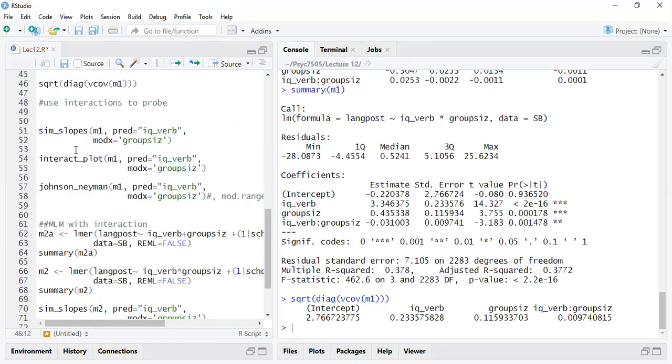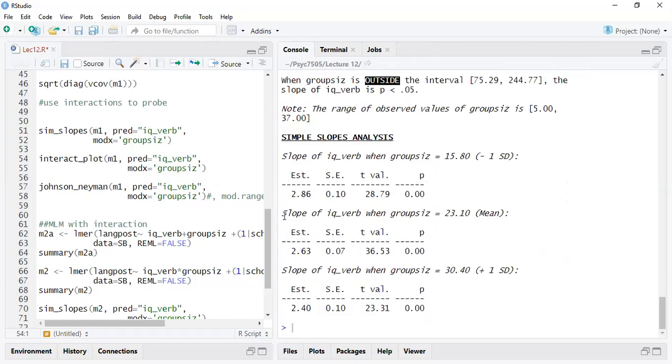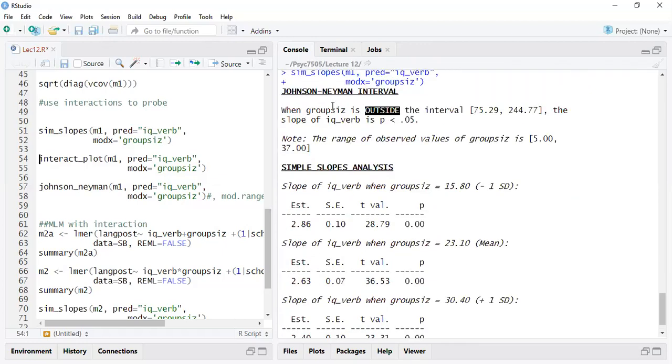Now, if we want to plot and probe in the interactions package, there's a function called sim_slopes, where you give it your model, the name of the variable that's a predictor, and the name of the variable that's your moderator. And those names have to be in quotes. And if we do this, we first get information on the Johnson-Neyman interval. So when group size is outside of that interval, so group size is less than 75 or greater than 244, the slope of verbal IQ is significant. And it gives you a note for the range of observed values. So you can see all the simple slopes will be different from 0.